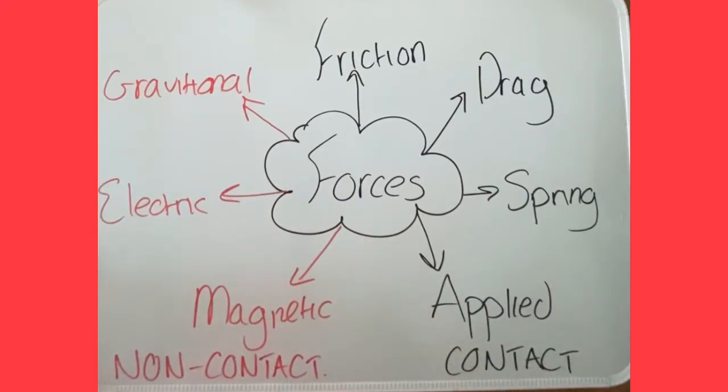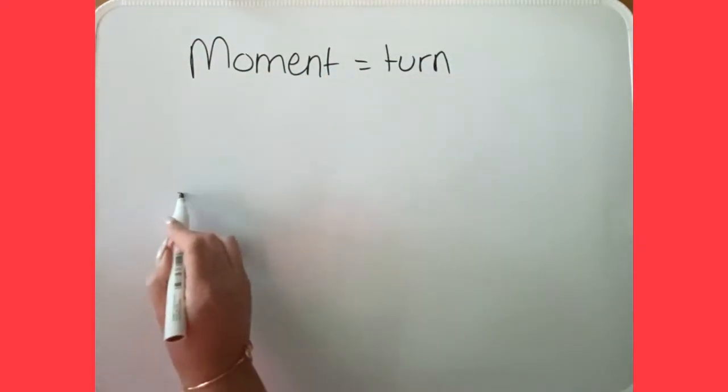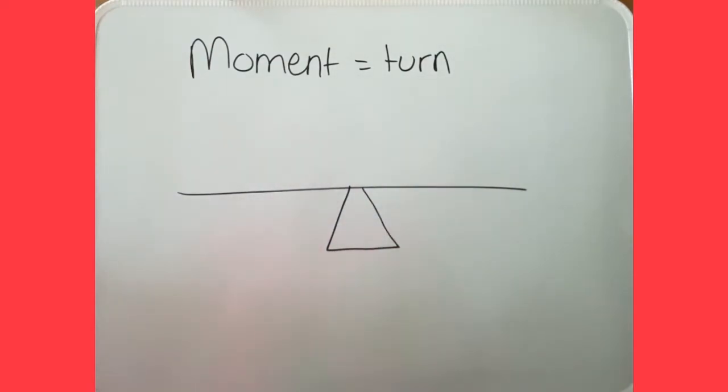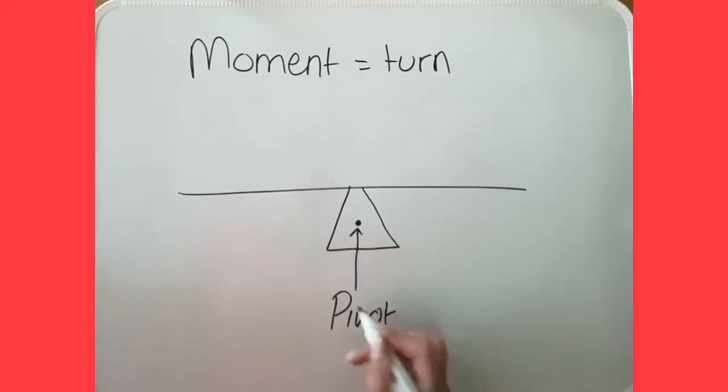Let's talk about how a force can cause an object to move by either speed or direction. This is called a moment. This causes an object to turn. We can use a seesaw as an example to show moment. A seesaw has a pivot in the centre.